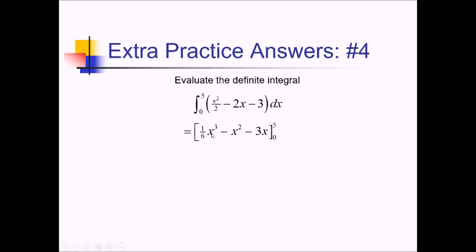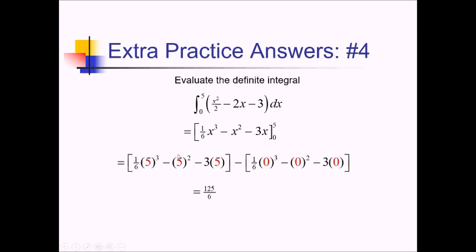So that means we have all of this stuff with 5 plugged in, minus all of this stuff with 0 plugged in. Now the nice thing about this is all these terms with 0 are just going to go away. So really it's just this first bracket of stuff, if you wanted to simplify this, that you're going to have to deal with. So this is 125/6 minus 25 minus 15. So that's 125/6 minus 40. Well, 40 is really going to be 240/6, and we're subtracting that.